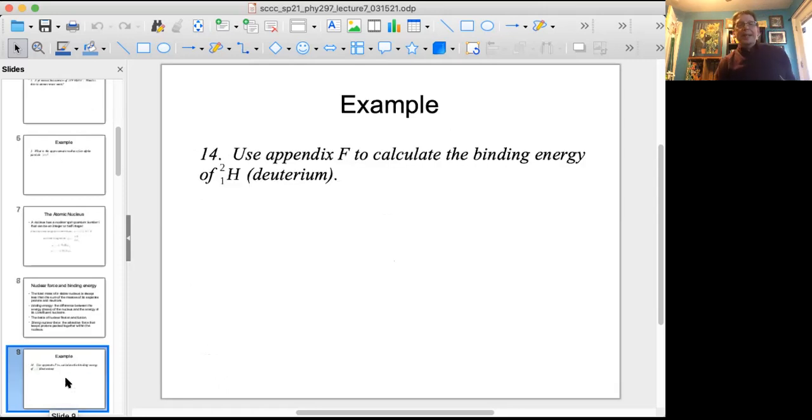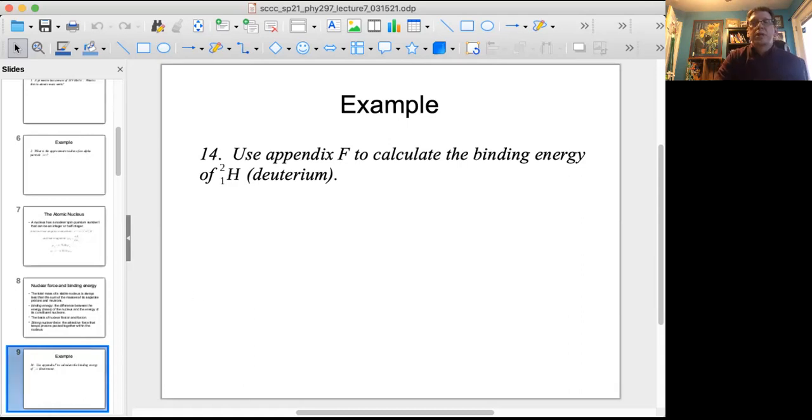So now we're asked to use Appendix F to calculate the binding energy of deuterium. Let me quickly get the textbook out. Appendix F is located in the back of the book on page A14. And so the binding energy, again, is just the difference between the rest energy of the individual parts minus the energy of the whole.